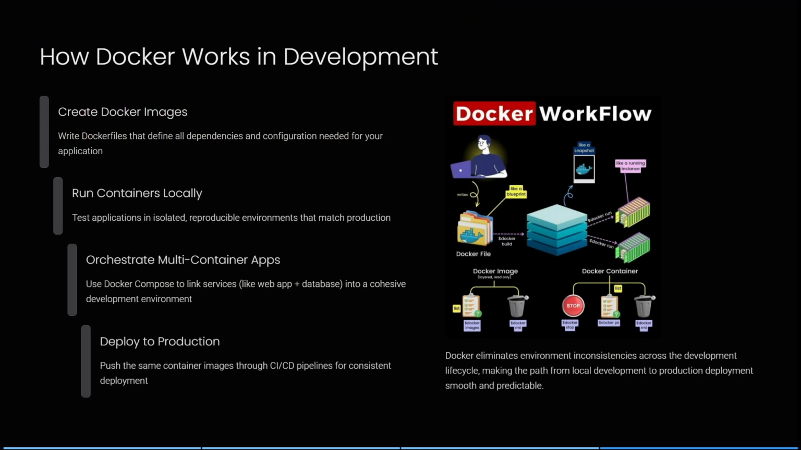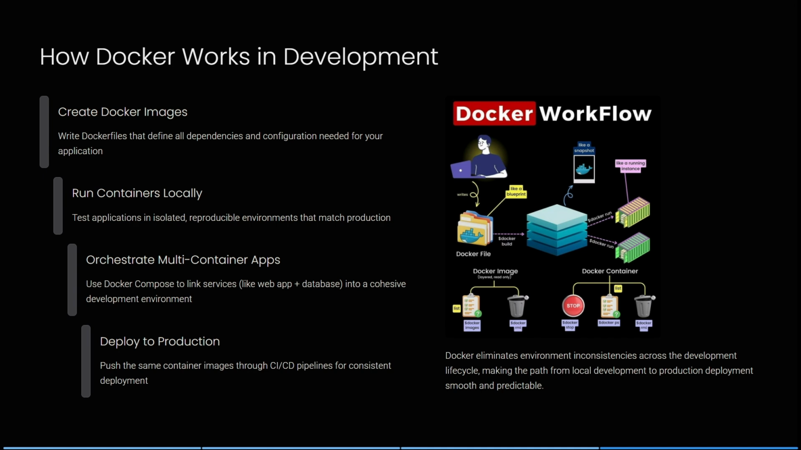The last thing over here is how it works in development. So you create Docker images. You can write Dockerfiles that define all dependencies and configurations that's needed for your application, and then you run containers locally. So this allows you to test applications in isolated, reproducible environments that match production.